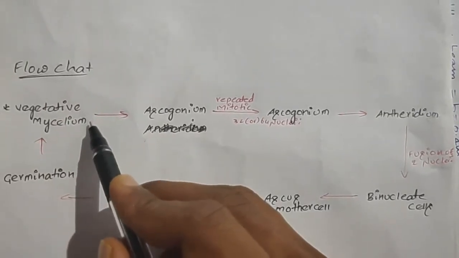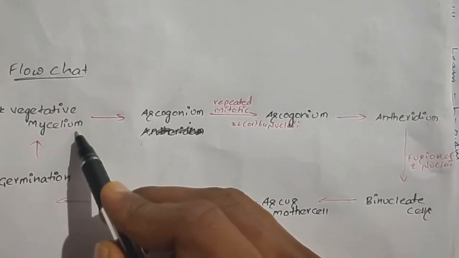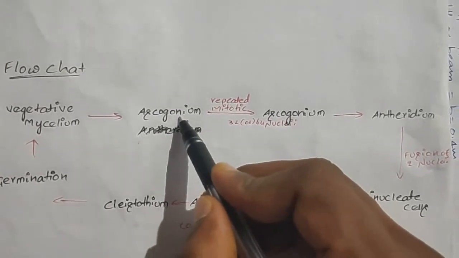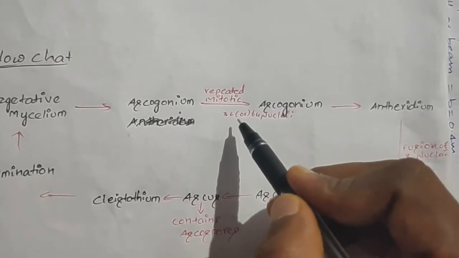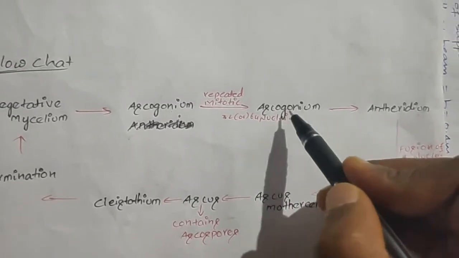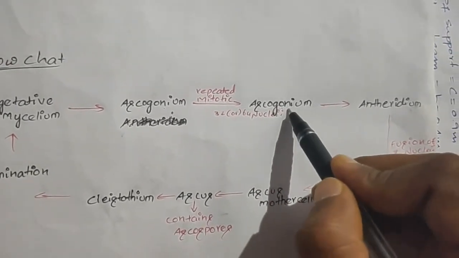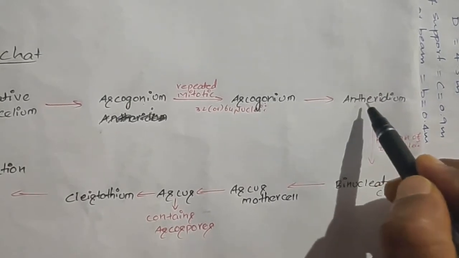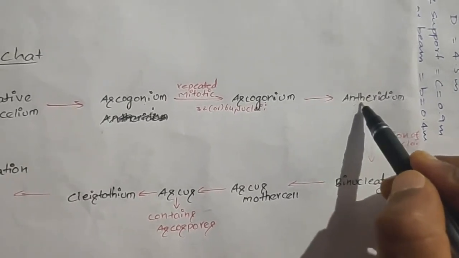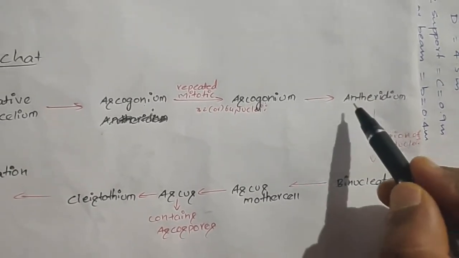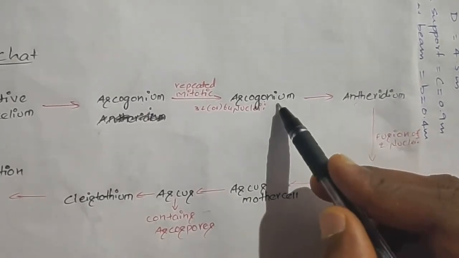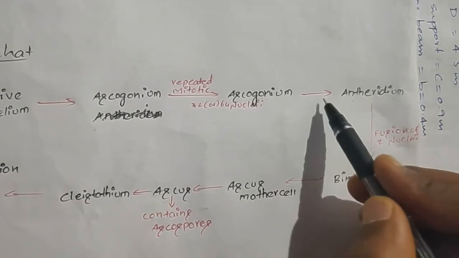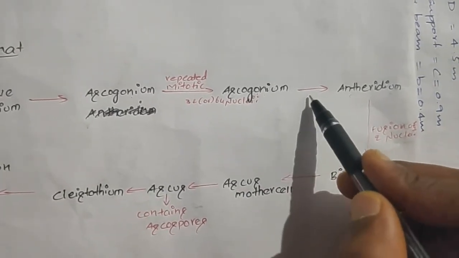Flowchart of sexual reproduction of Penicillium. Any vegetative mycelium can give rise to an ascogonium. This ascogonium undergoes repeated mitotic division to form 32 or 64 nuclei, and along with the ascogonium, from a neighboring hypha, the antheridium or male gamete is developed, and this antheridium is coiled around the ascogonium. Now this antheridium bends and touches the ascogonium. The cytoplasm of these two gets mixed, but the nuclei don't mix.